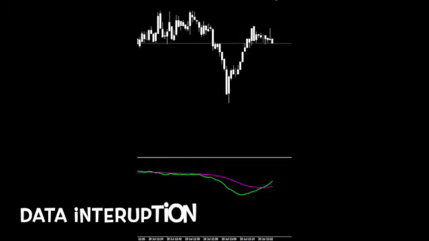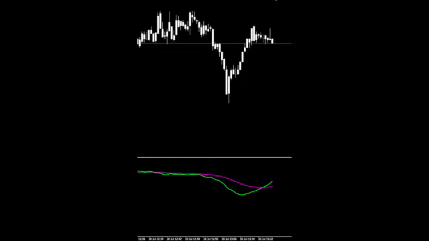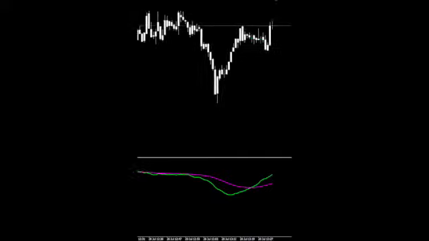It appears that we had a brief data interruption during our recording. No matter, the chart caught up and printed the next signal. Had you been in this trade, your algorithm would have taken you out before the cross, considering the degree of price retracement.